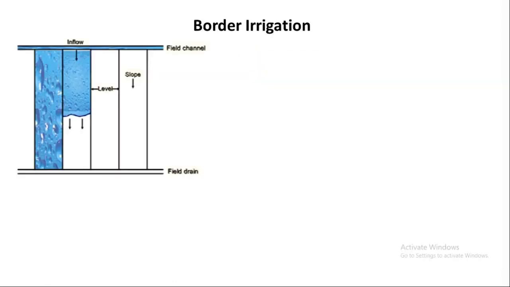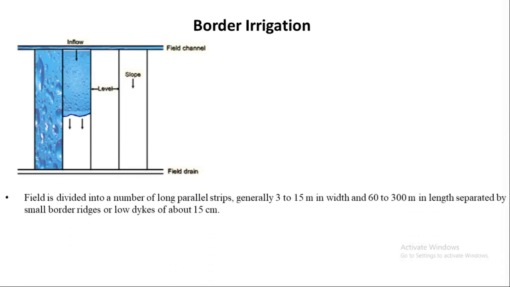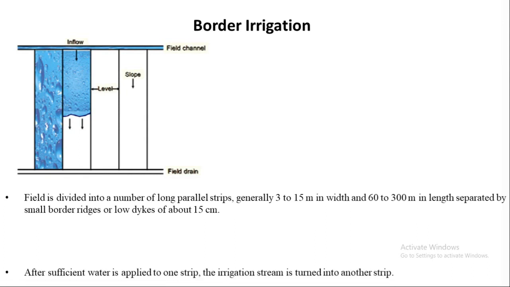Let us quickly recall some of the basics of border irrigation. In a border irrigation, the field is divided into a number of long parallel strips, generally 3 to 15 meters in width and 60 to 300 meters in length, separated by small border ridges or low dikes of about 15 centimeters.